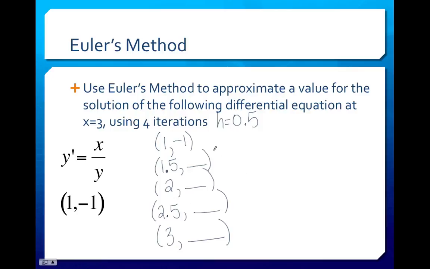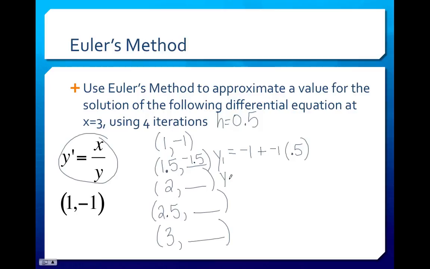All right, so my first iteration is going to be the previous y value, negative 1, plus the slope based on my previous point. My slope rule is now x over y. So x over y gives me negative 1 times my step size, which is 0.5. So this is negative 1 minus 0.5. This is negative 1.5. That's one iteration.